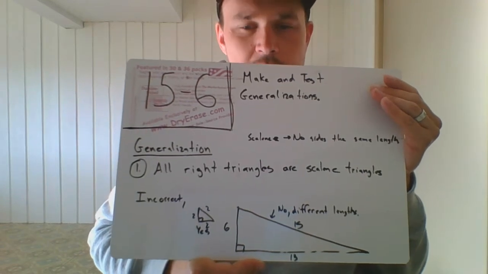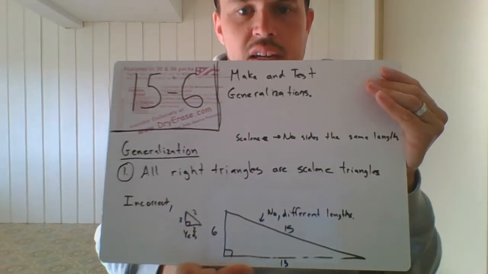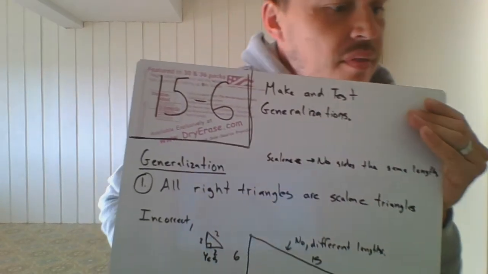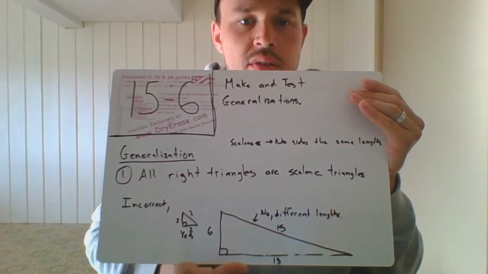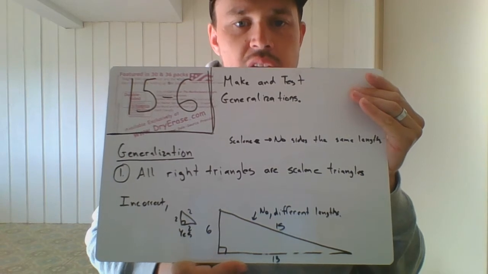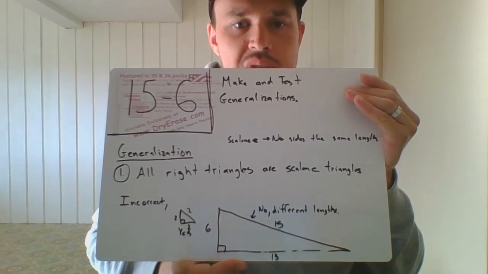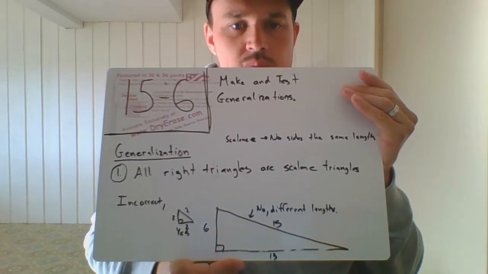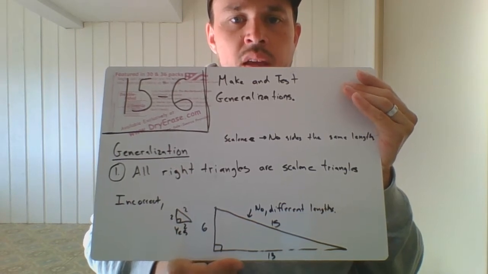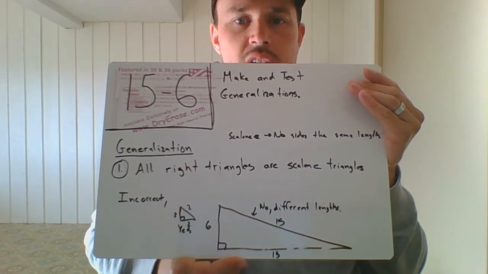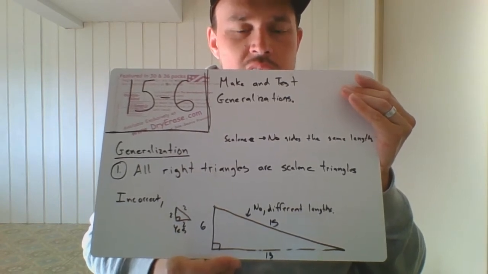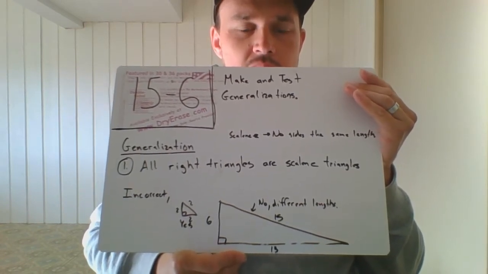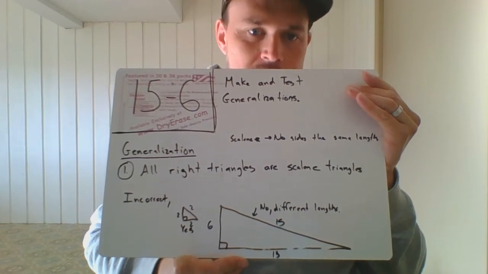So you have to look back in your notes and think, okay, all right triangles are scalene triangles. A right triangle has a 90-degree angle. Down below on the bottom, you see two right triangles with the little mark. But it says they're all scalene triangles. So I gave an example of one scalene triangle that has all sides with 2 units.